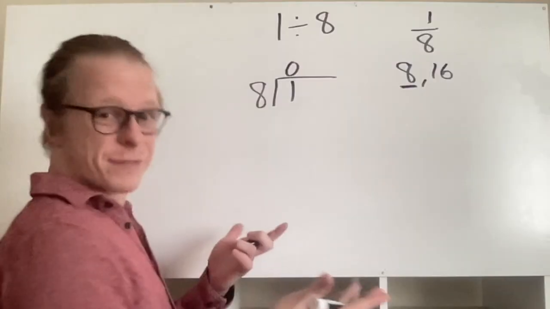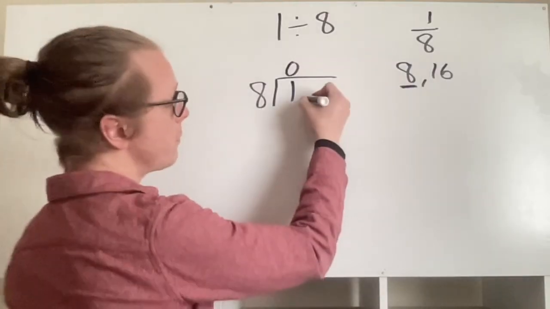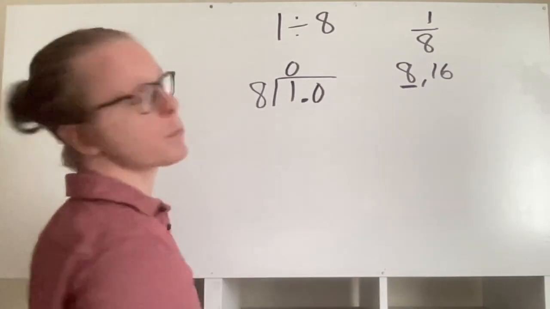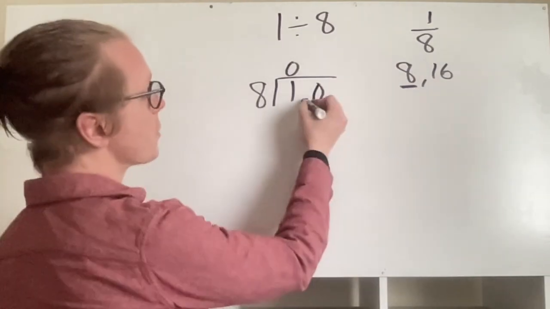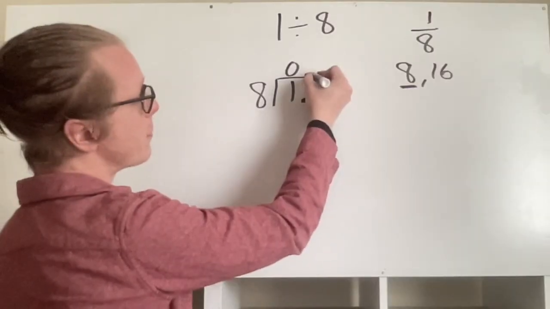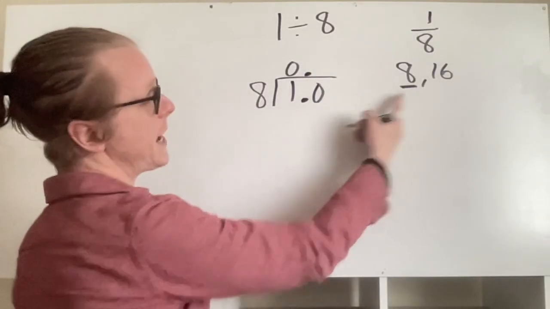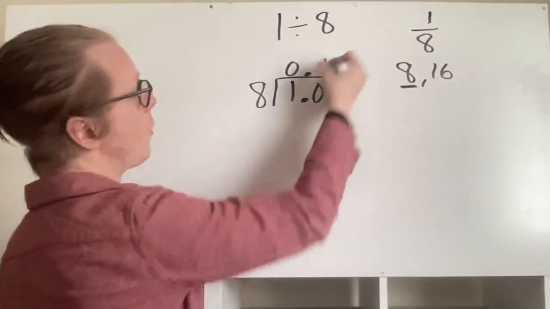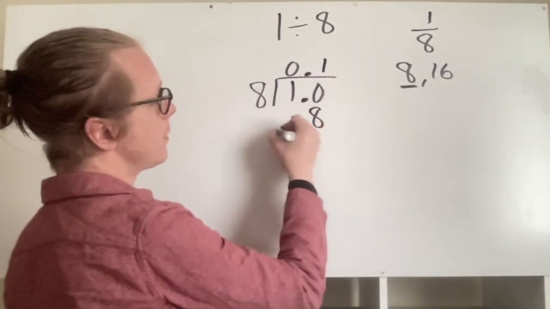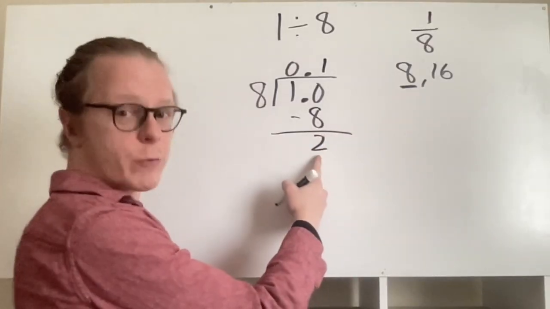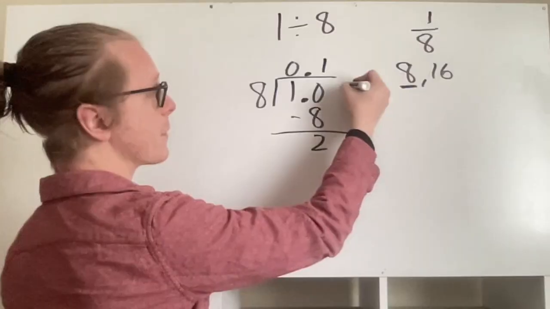And now I'm kind of stuck, until I remember, well, there's a decimal point here. And if I need it, there's a 0 in the tenths place. So once I put the decimal here, I'm going to put it up in my answer. And now we say, can 8 go into 10? Yes, it can, 1 time. 1 times 8 gives me 8. We subtract and we get 2 left over. So there's still something left over. We need to keep going. So let's add another 0.